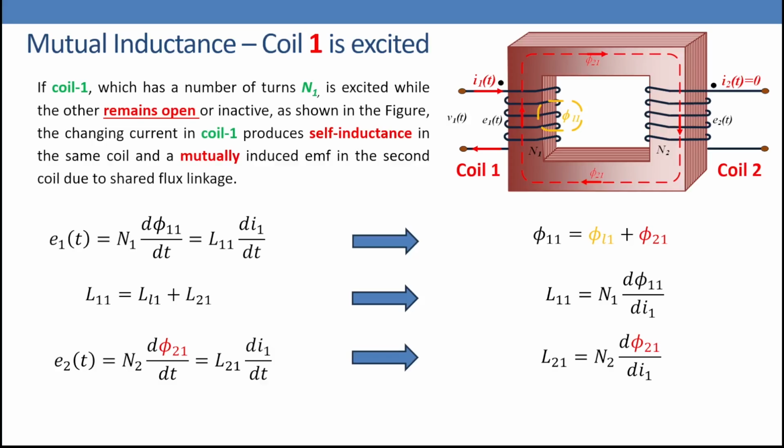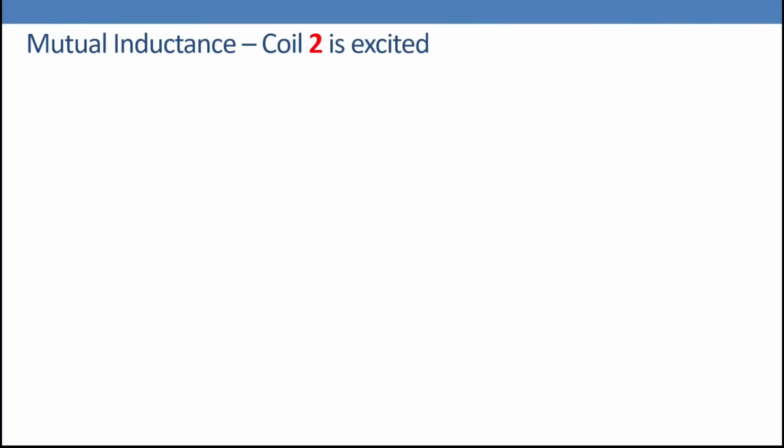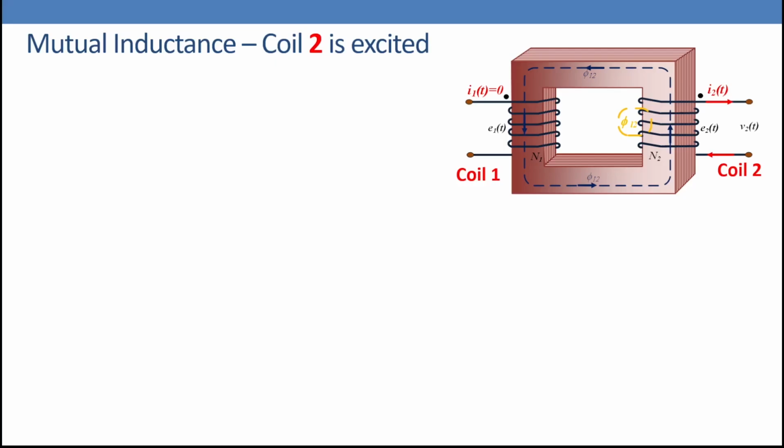And if we would like to calculate the mutual, or the induced voltage in the second coil, the induced voltage in the second coil will be N2 dφ21 by dt, and the inductance produced by the mutual will be L21 equals N2, the number of turns of the second coil, due to the current in the first coil. So this time coil number 2 is excited while coil number 1 is inactive.